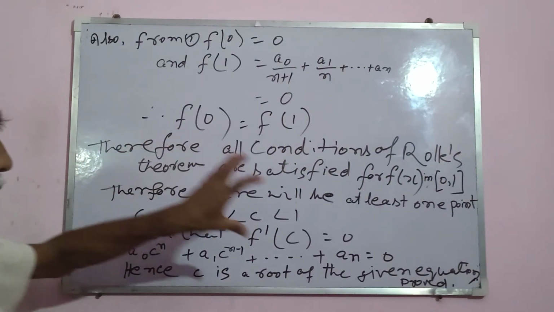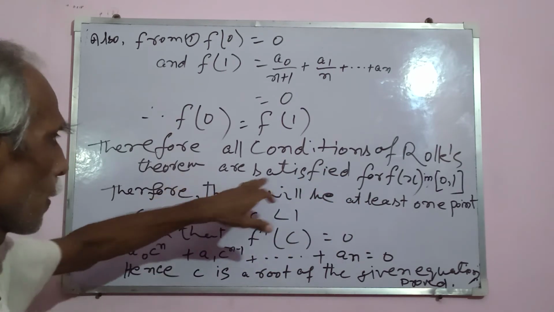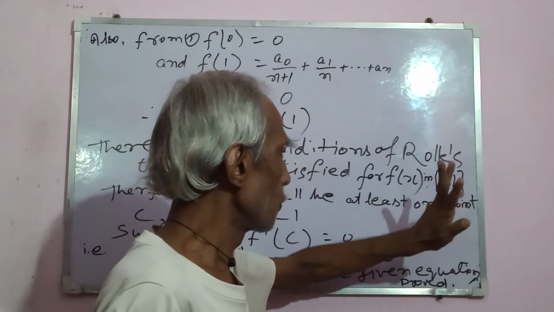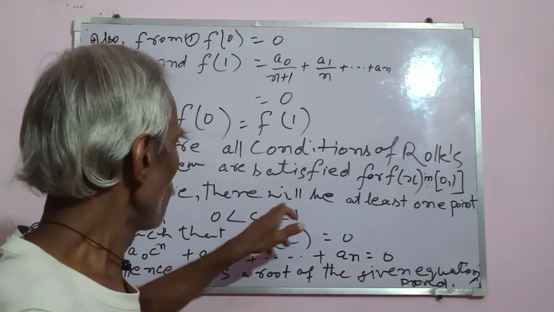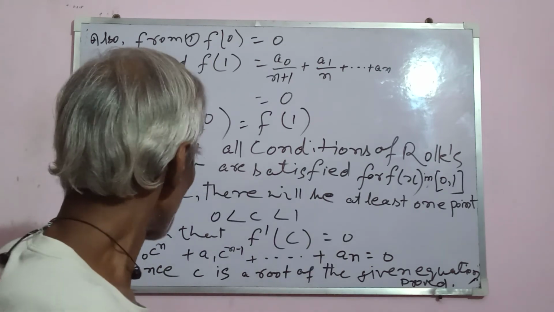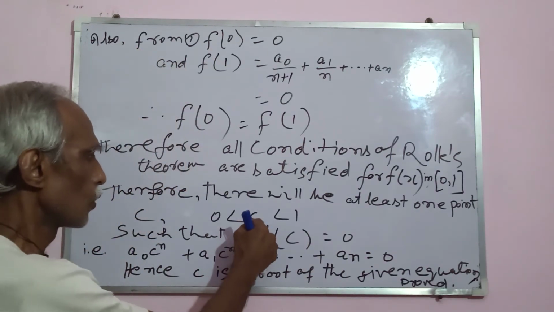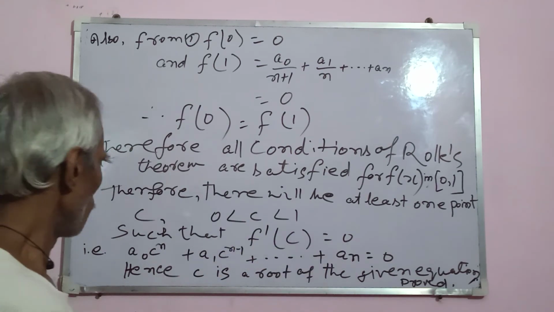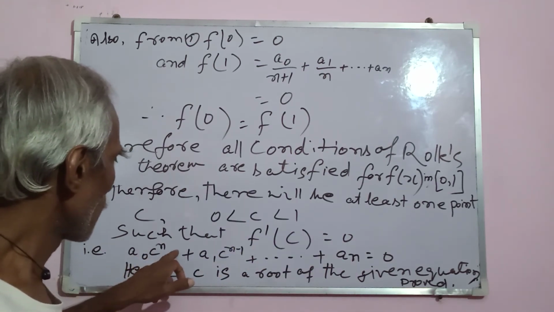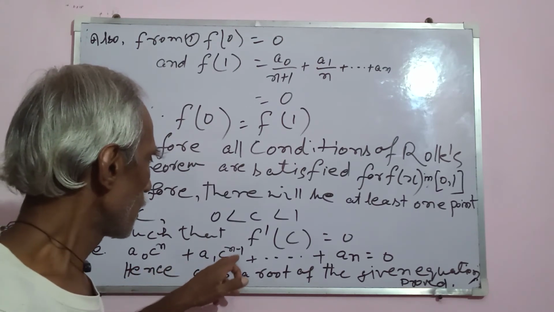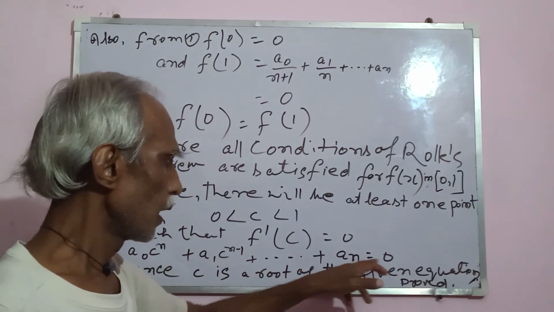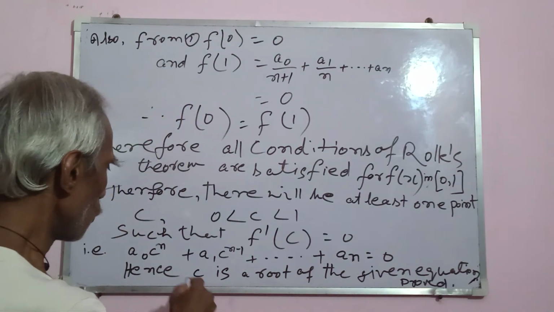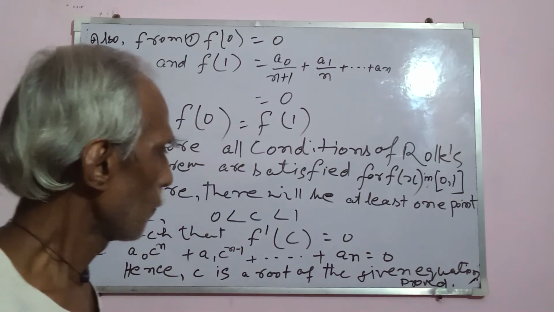Therefore, all conditions of Rolle's theorem are satisfied for f(x) in the closed interval [0, 1], and therefore there will be at least one point C where C is greater than 0 and less than 1, such that f'(C) is equal to 0. That is, a0 C^n plus a1 C^(n-1) plus dot dot dot plus an is equal to 0. It means C is a root of the given equation.